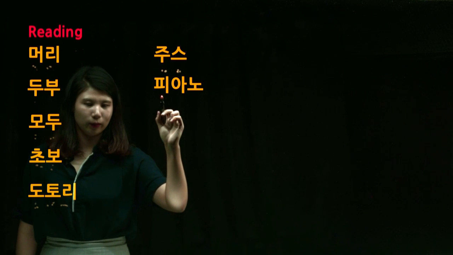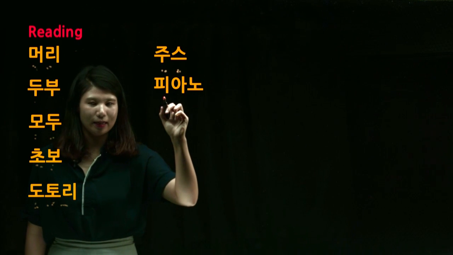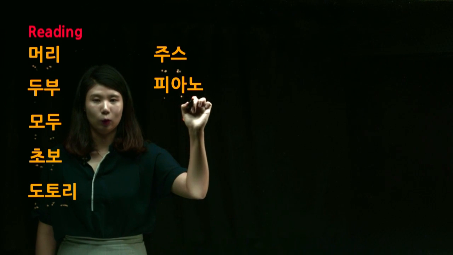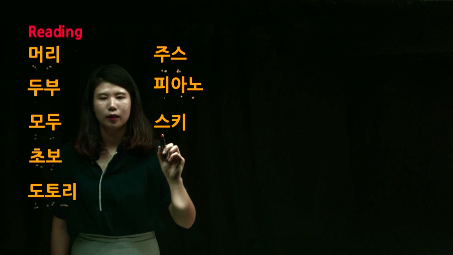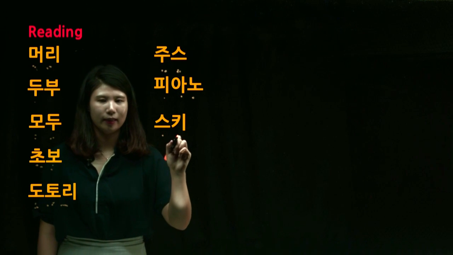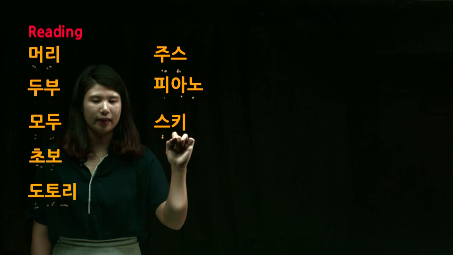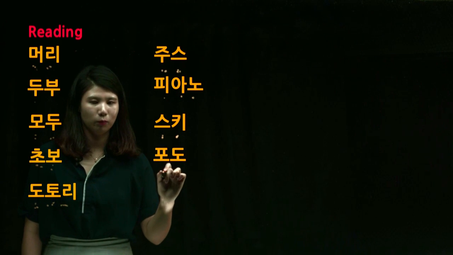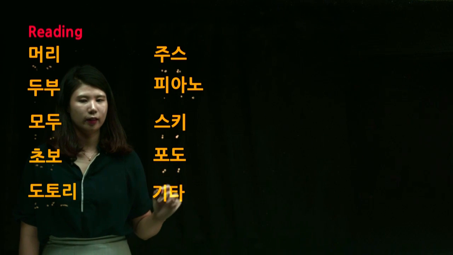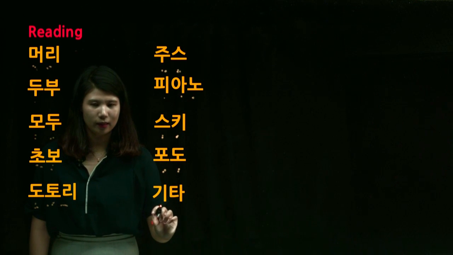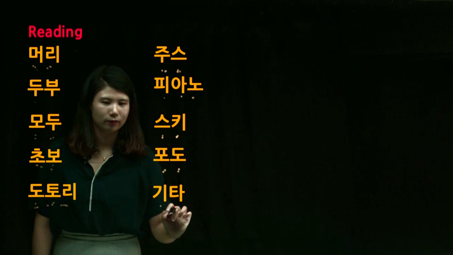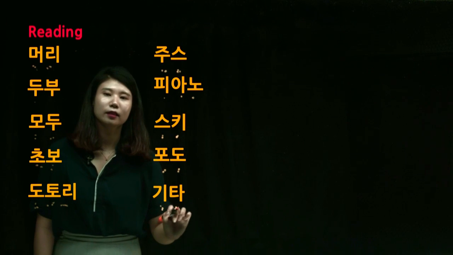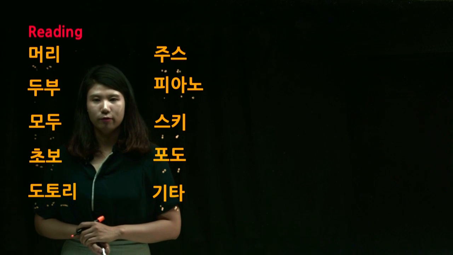Okay. P, a, no. P, a, no. Very good. S, ki, s, ki. Po, do, po, do. Very good. Last one, ki, and very good. Ta, ki, ta, ki. Very good. Now you can read Korean.